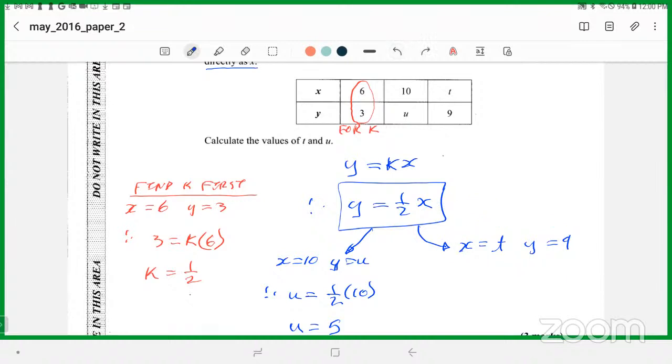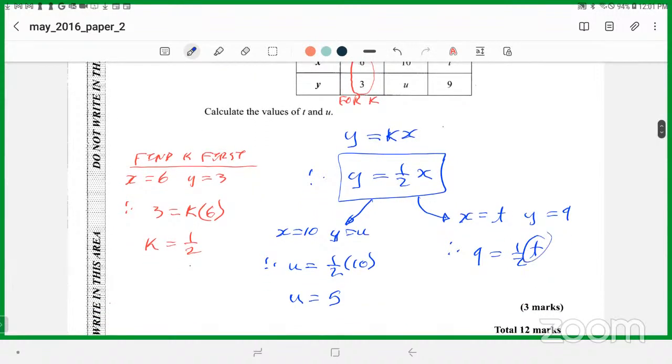So the y is 9. I'm going to put 9 as the subject, and say 9 equals half of the x value, which is t. So I'm going to put t for the x value here. And to find the t, I'll just multiply by 2, and you say that t equals 18.